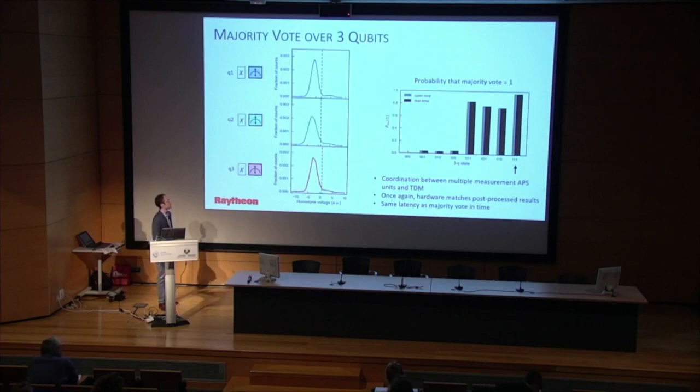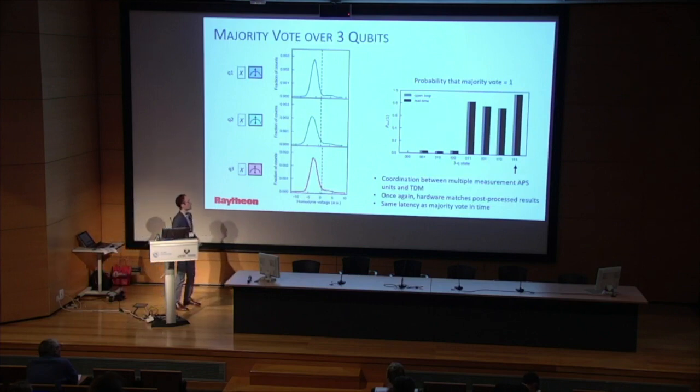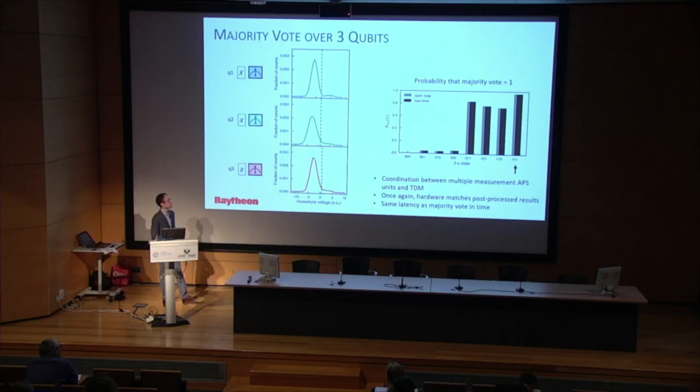So what this implies is that we can not only combine one measurement result with one action, but we can also now have the capability to process multiple measurement results that could be coming from different qubits or from the same qubit measured multiple times. And we can see that the hardware results match the post-processed results. And the latency, I haven't shown you the majority vote in time, but they're basically the same.